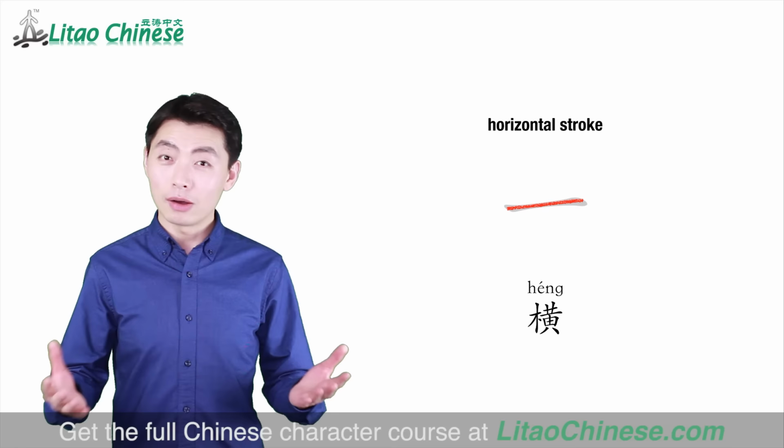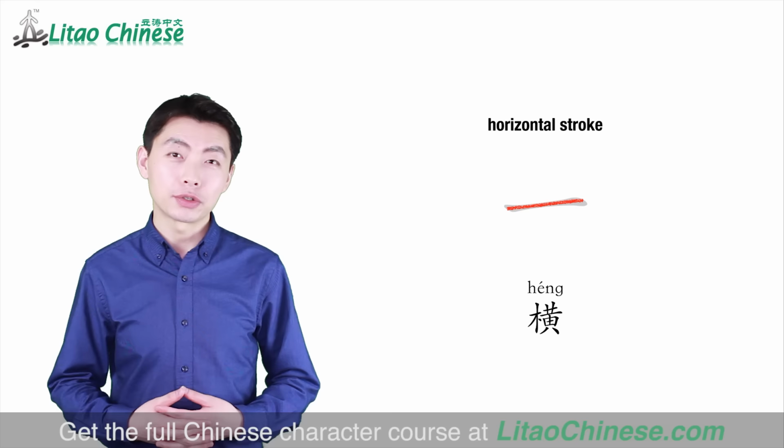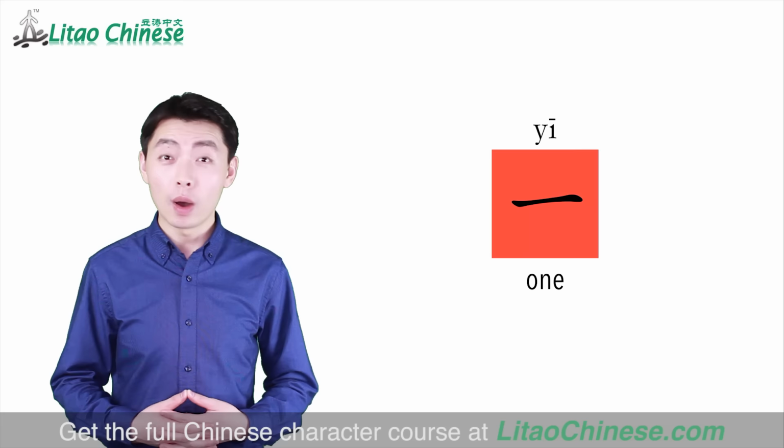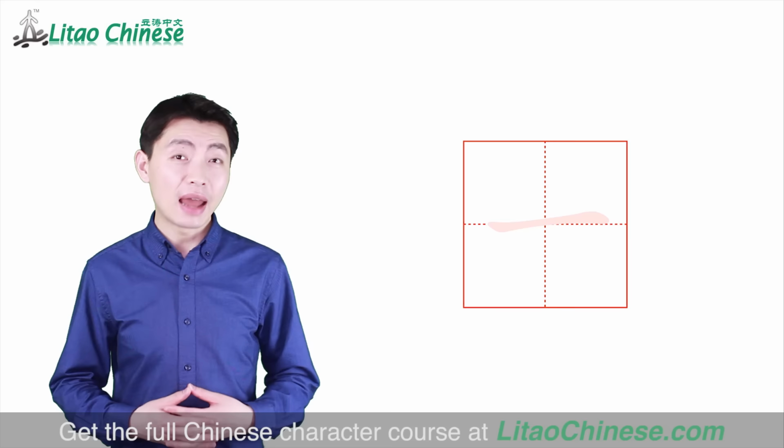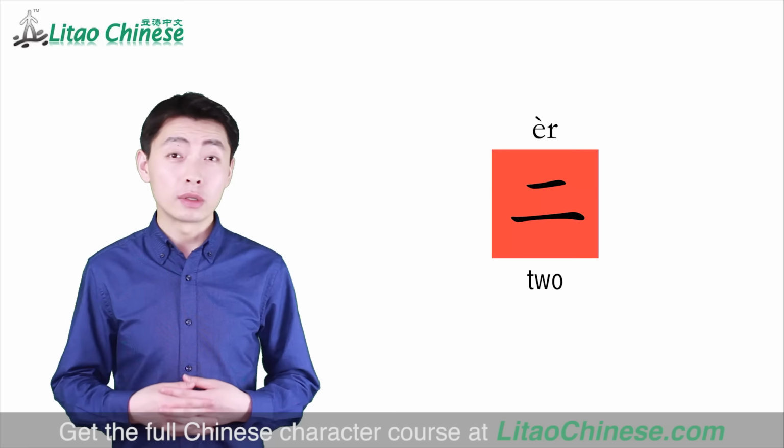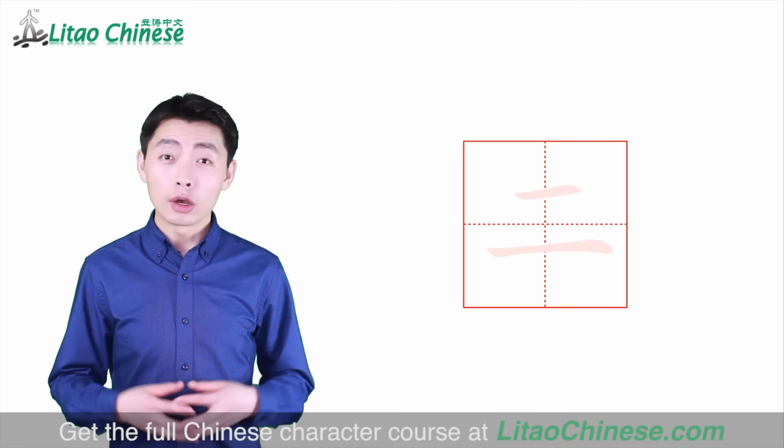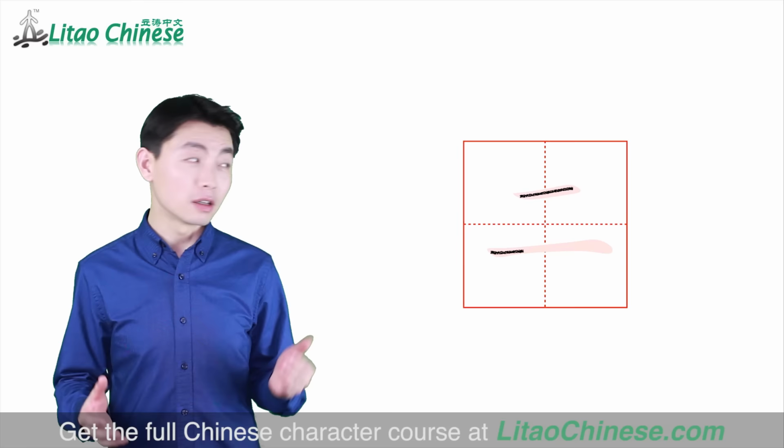Now, let's look at how to write the numbers 1, 2, 3 in Chinese characters. We use one horizontal stroke to represent number 1, yi. The character yi goes straight forward from left to right. We use 2 horizontal strokes for number 2, er. When you write the character er, first, write the top shorter horizontal stroke, then the longer one underneath.